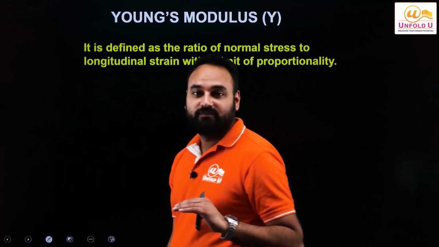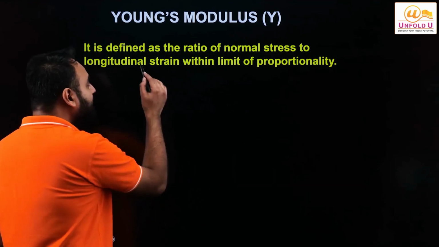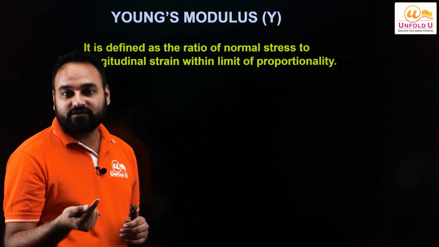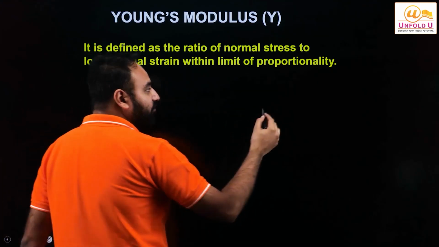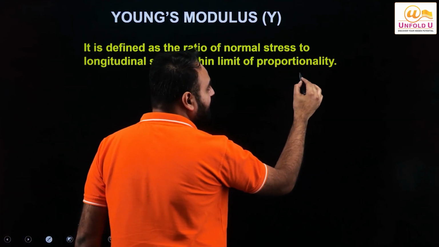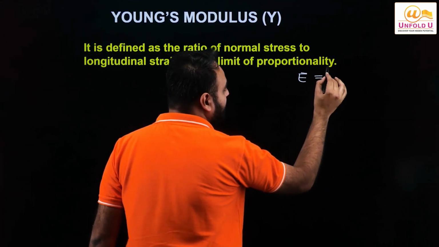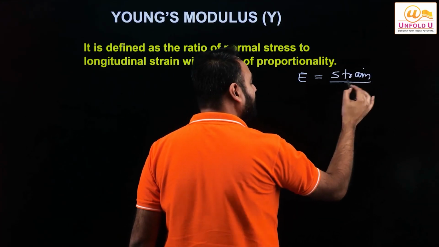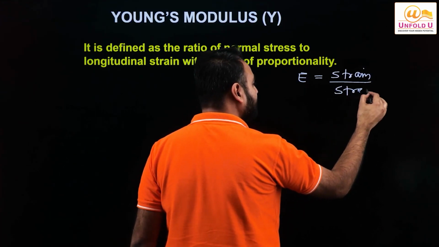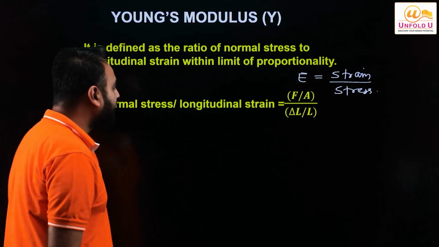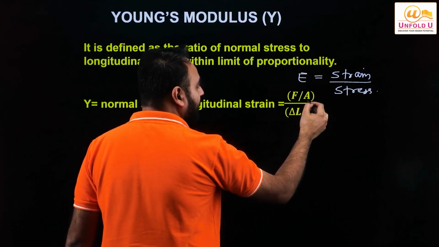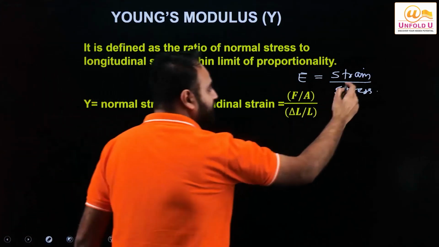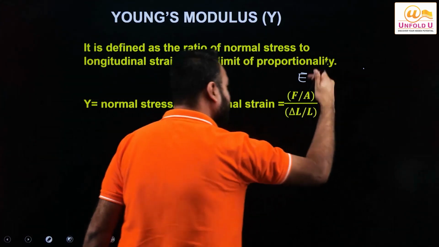As I have told you, Young's modulus is defined for longitudinal stress. So how do we define it? We know modulus of elasticity is stress divided by strain. It should not be strain by stress. It should be stress by strain, because stress is equal to E into strain.